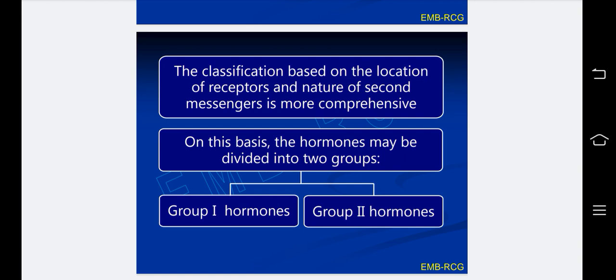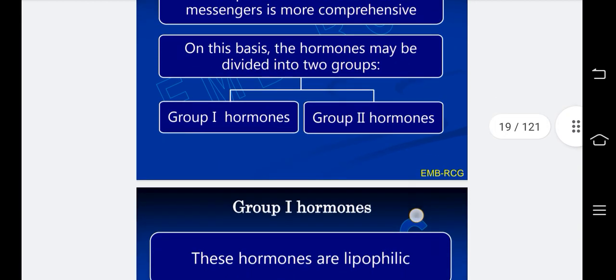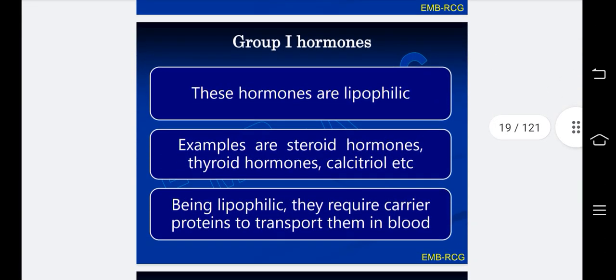The classification based on the location of receptors and nature of second messengers is more comprehensive. On this basis, the hormones may be divided into two groups, group 1 hormones and group 2 hormones. Group 1 hormones are lipophilic, in the sense lipid loving. Examples are steroid hormones, thyroid hormones, and calcitriol.